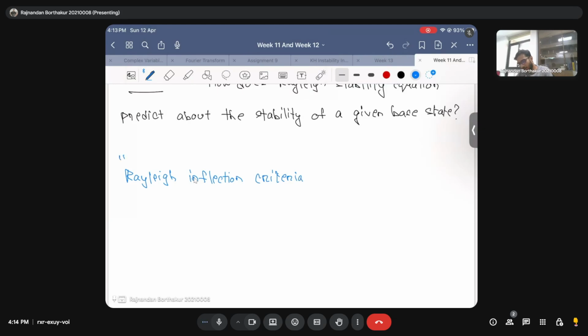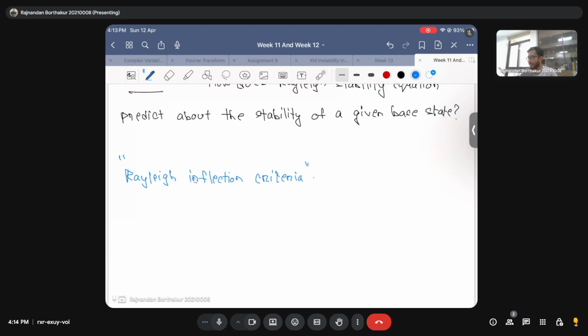Okay, and I'll not show you the proof of this criteria, but the proof of this criteria comes from the Rayleigh stability equation itself. So you can use the Rayleigh stability equation to prove the Rayleigh inflection point criteria, and that's how this criteria can be used to assess the stability of a base state.